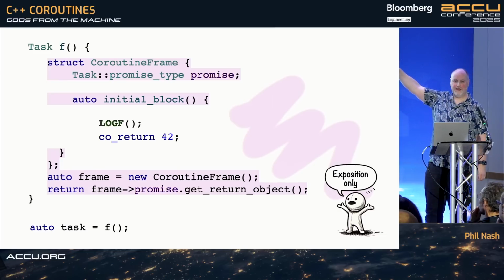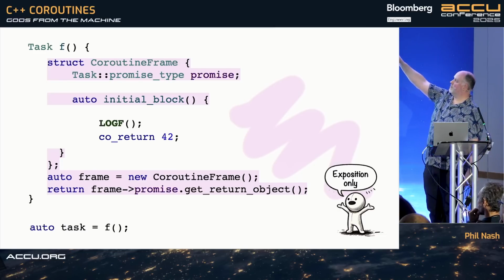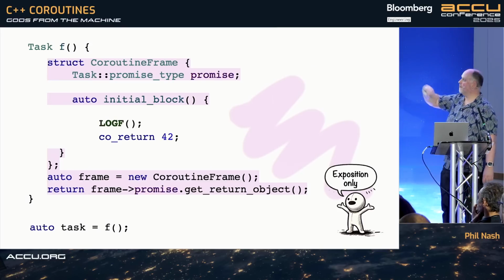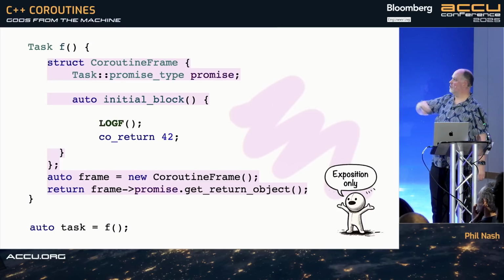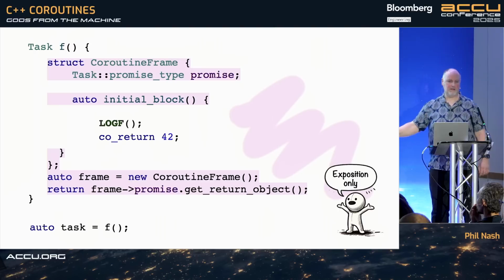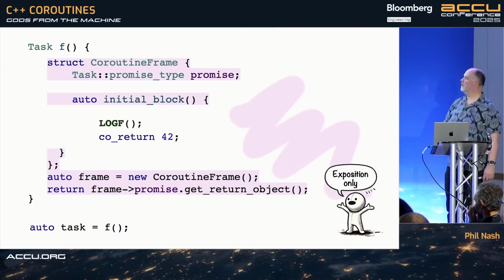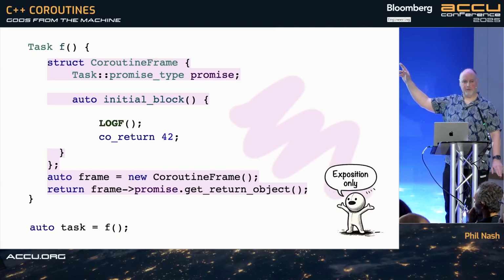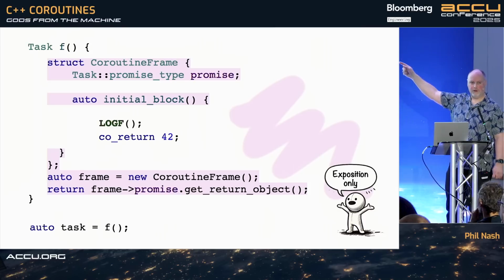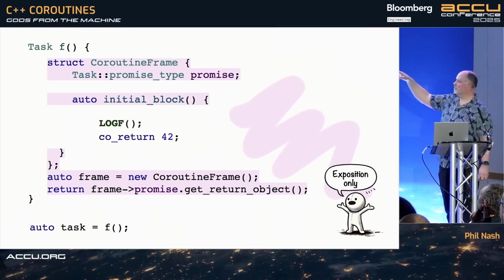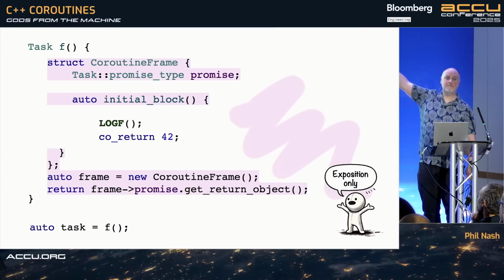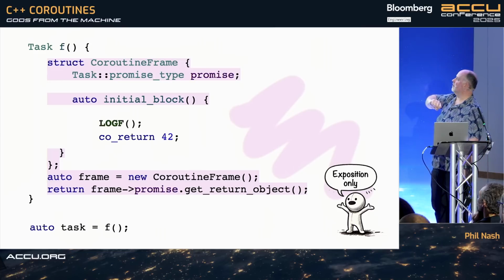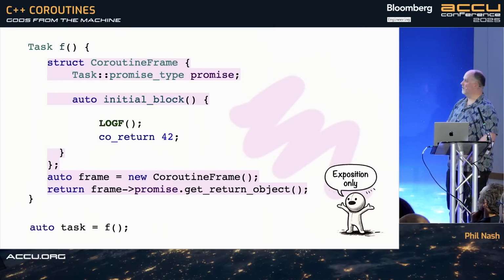See, our promise type is in there. So the promise type is part of the coroutine frame. So is our initial block. If there are other blocks later after suspension points, they'll also be there. Any local variables that span suspension points, that will become more obvious later, become member variables of this coroutine frame. So they persist across calls.